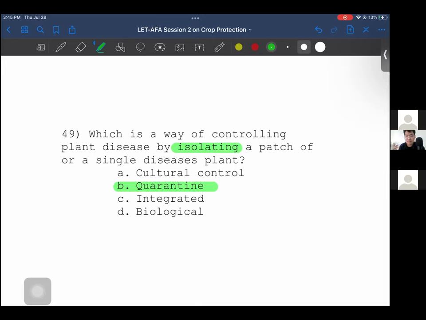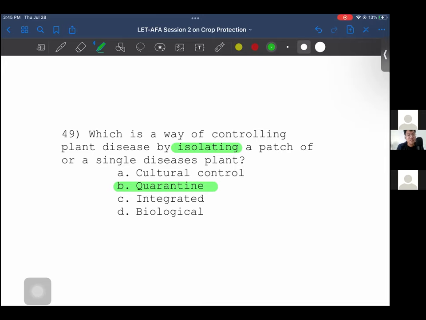We isolate the diseased plants or even mga weeds. Ayan. Kasi ang mga weeds, alam nyo ba, nagaling din talaga sila sa buto. At mas marami silang buto. Isang halaman nakakapag-produce ng 100,000, 10,000 na mga buto. So, sobrang dali lang nila i-transport. No wonder kung ba't lagi silang nasa kung saan-saan lang.